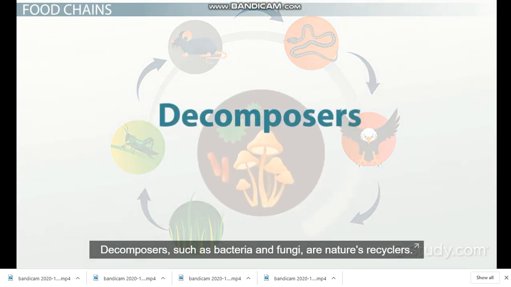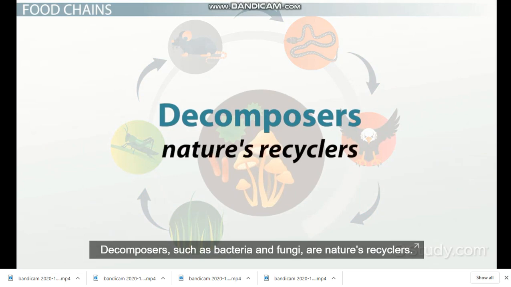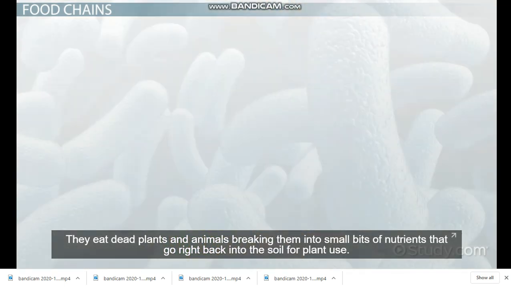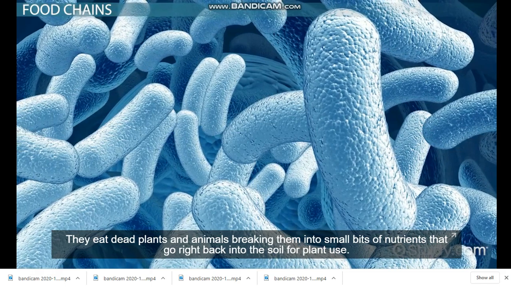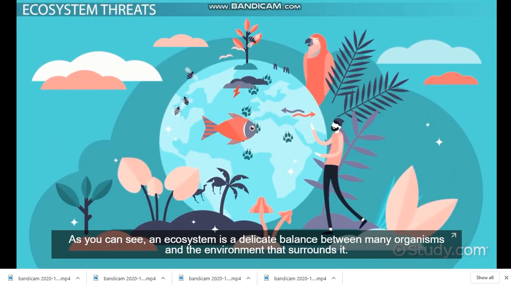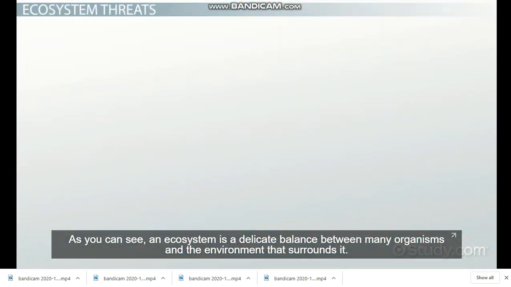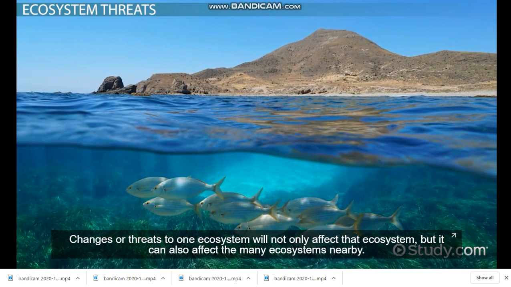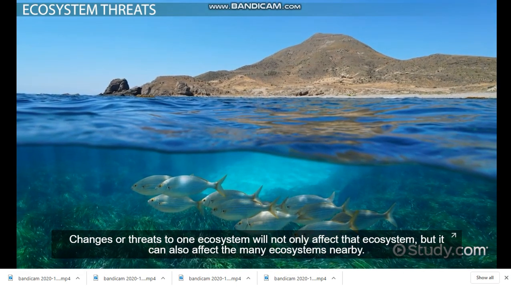Decomposers, such as bacteria and fungi, are nature's recyclers. They eat dead plants and animals, breaking them into small bits of nutrients that go right back into the soil for plant use. As you can see, an ecosystem is a delicate balance between many organisms and the environment that surrounds it. Changes or threats to one ecosystem will not only affect that ecosystem, but it can also affect the many ecosystems nearby.